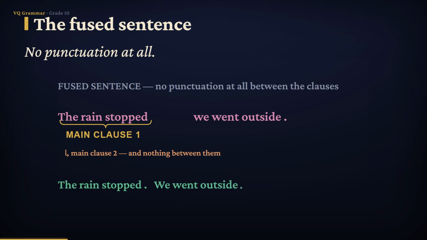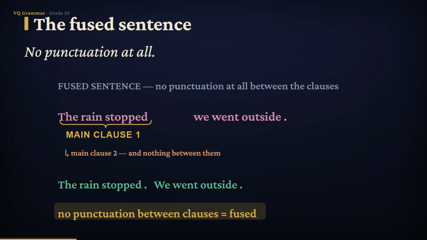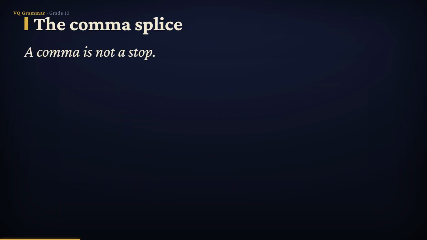The fix here is easy enough. Give the reader a full stop. The rain stopped. We went outside. Two clean sentences, and the confusion disappears. So whenever you see two subjects and two verbs with no punctuation holding them apart, you are looking at a fused sentence.